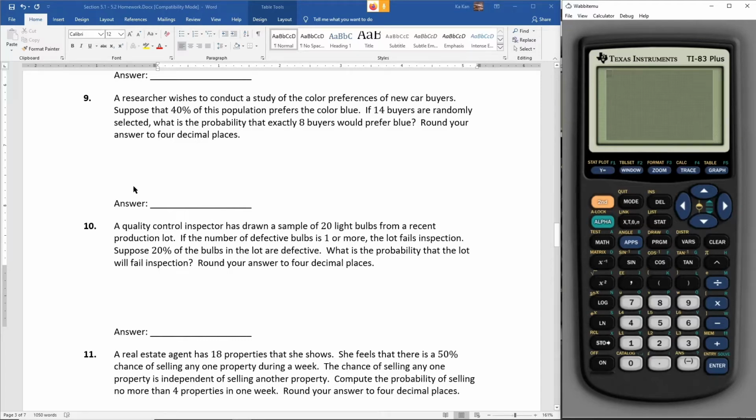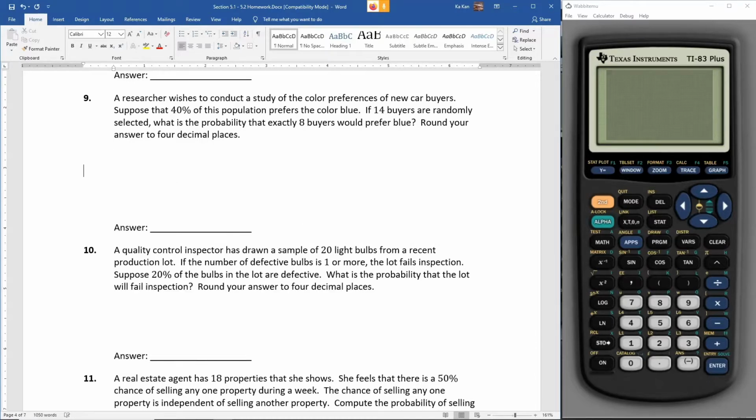A researcher wishes to conduct a study of the color preference of new car buyers. So suppose that 40% of this population prefer the color blue. If 14 buyers are randomly selected, what is the probability that exactly 8 buyers will prefer blue? I know it's a mouthful for this thing.